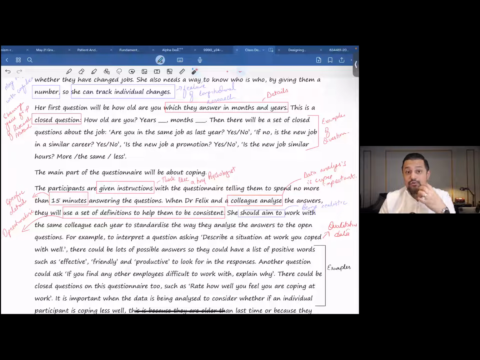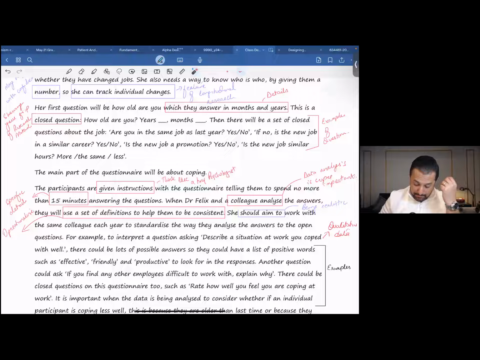If you're mindful, if you have all of these features in your mind, and if you know what is required and then you're practicing well, there's no reason for you to not be able to score well. So, if you are looking forward towards a good grade, you might as well put in effort. Her first question will be, how old are you? Which they answer in months and years. This is a closed question.